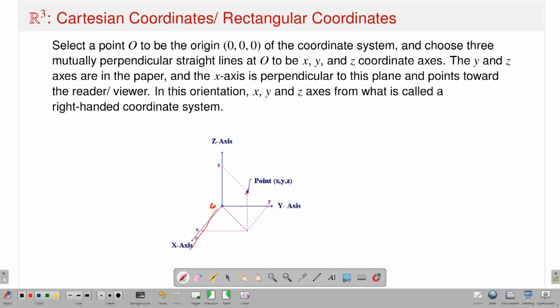So, any point (x, y, z) in this system, this is the x axis, this is the y axis, z axis. Okay. So, the y and z axes are basically on the paper, the x axis is perpendicular to the yz plane, which is basically pointing towards the viewer. So, this system of coordinates is called the Cartesian coordinate system.